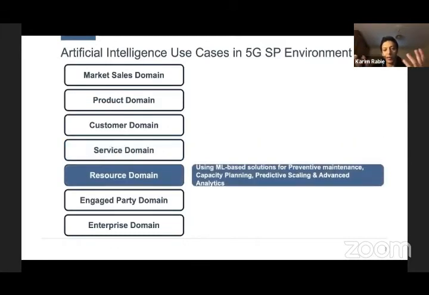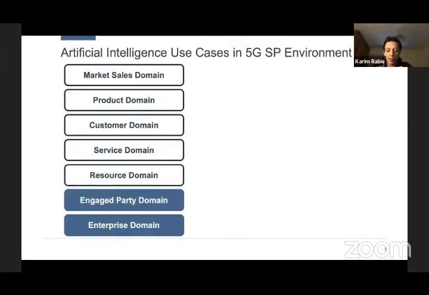And then in the resource domain, if I map that easily to the cloud domain, for example, you have solutions for preventive maintenance, predictive scaling, healing, and capacity planning for the traffic forecast and advanced analytics. And then engaged party and enterprise. Just quickly, this enterprise domain is actually the internal domain of the company, like the HR and the processes, and I'm sure you can deploy artificial intelligence techniques to enhance and streamline the processes. So this is just a quick scan of the full domains of a service provider and where the artificial intelligence systems and use cases can be positioned.